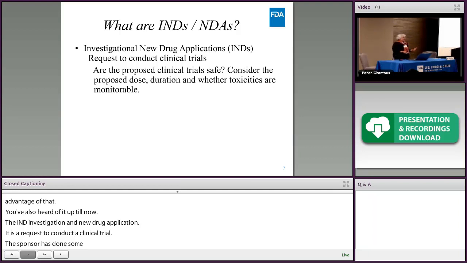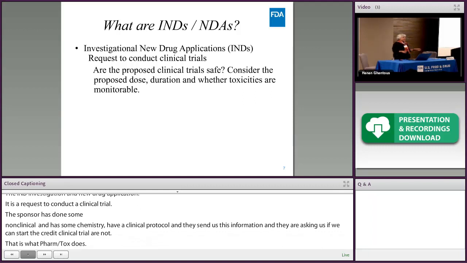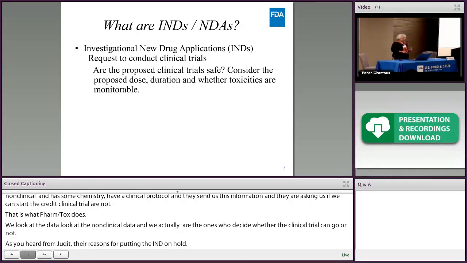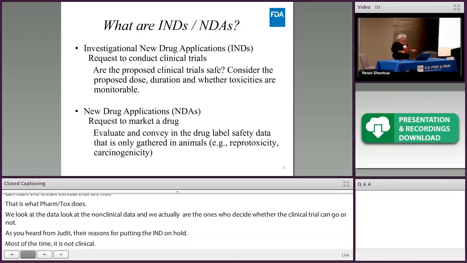We look at all this data, we look at the non-clinical data, and I'm just going to say that, we're really the ones that would decide whether the clinical trial can go or not. As you heard from Judith, there are reasons for putting the IND on hold. Most of the time it is non-clinical. Sometimes it is chemistry, but if it's not safe, it's from the non-clinical point.